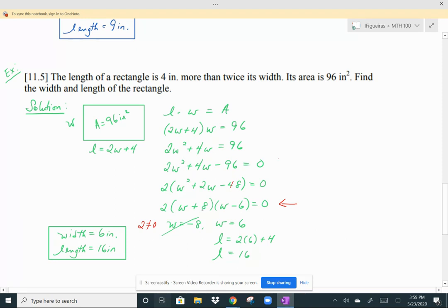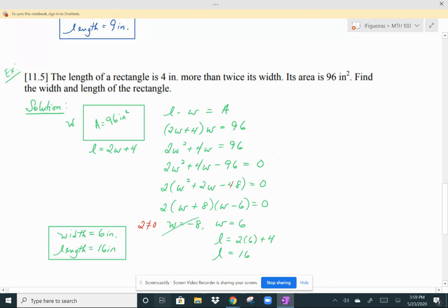Again, ignore the negative 8. You can't have a negative dimension. When your width is 6, your length is, remember, length is 2W plus 4, so that is 16. So we have a width of 6 inches and a length of 16 inches.